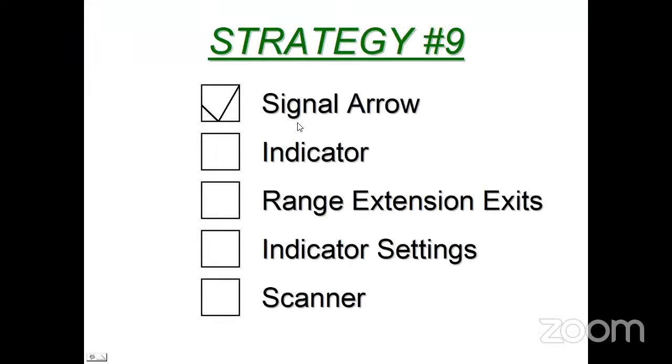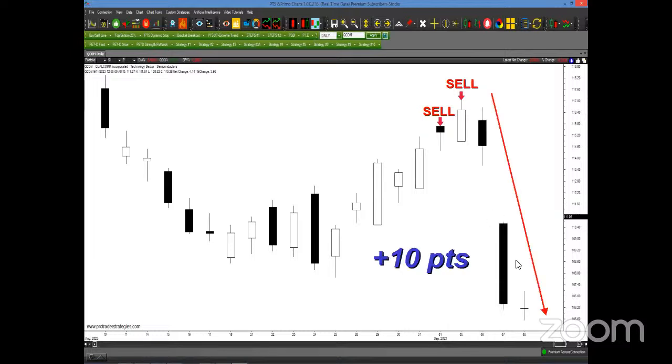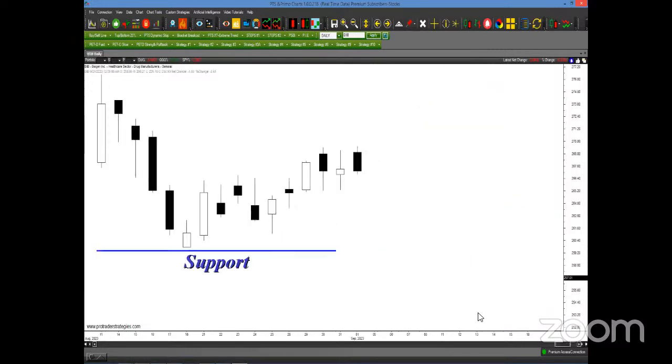Strategy number 9, clicking on signal arrows, generated 2 chances to go short, to sell this, or to exit your long position. And look at that. In about 2 or 3 days, you could have made a quick 10 points, okay? This was just about a month ago in Qualcomm.